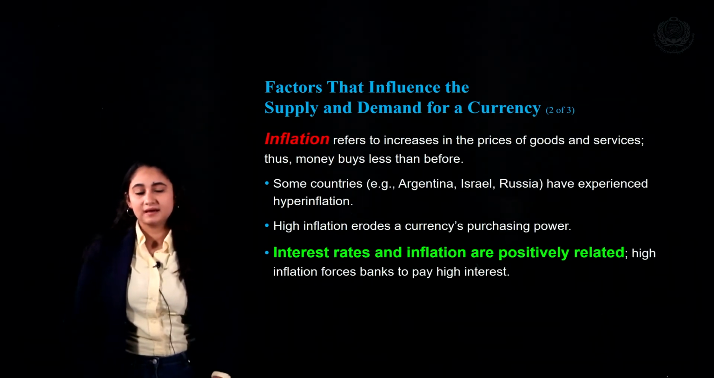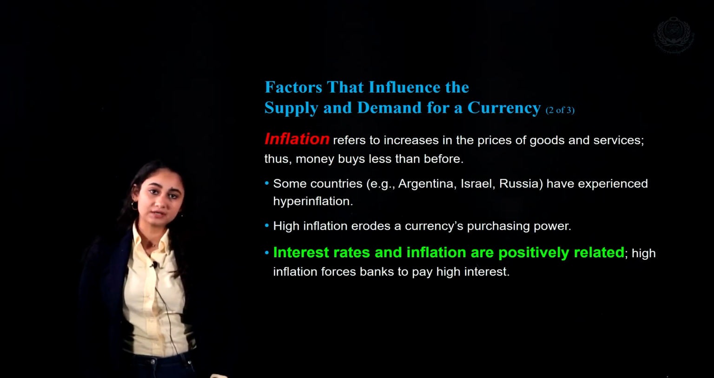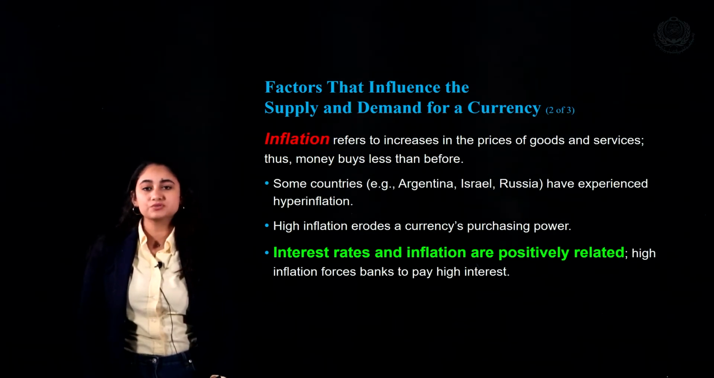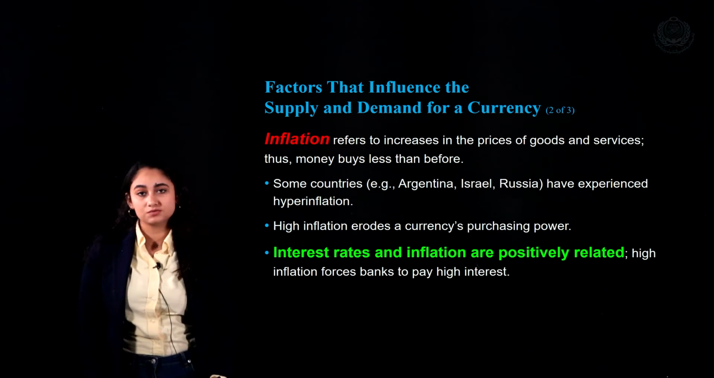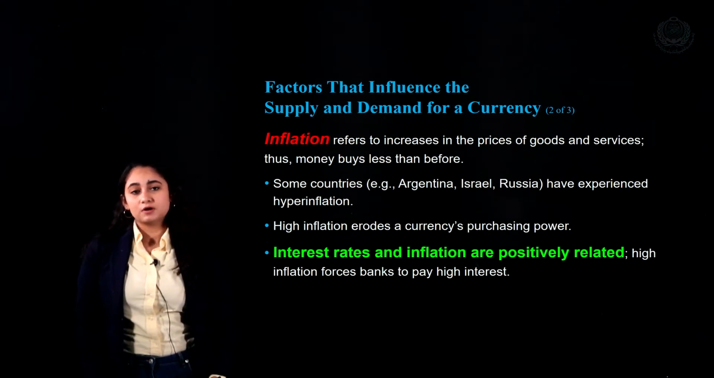Another factor that I have to consider when I am thinking of internationalizing or entering a foreign market is the level of inflation. Another economic indicator of any nation is its inflation rate. Usually, inflation refers to the increase in the prices of goods and services. Therefore, money buys less than before. So the higher the inflation, the less value the currency or the money that I have.